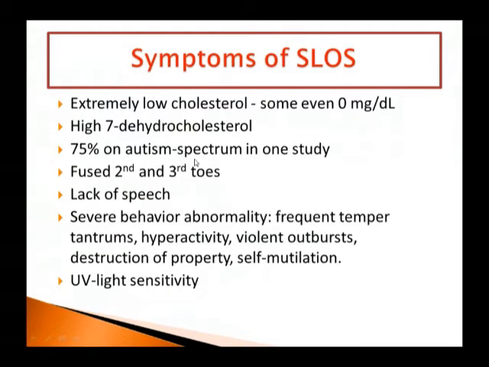Now, there's a specific physical characteristic that many of these kids have. They have a fused second and third toe. They usually have lack of speech, severe abnormal behavioral problems, tempers, tantrums, hyperactivity, sometimes self-injurious behavior, and many of these kids are also very sensitive to UV.